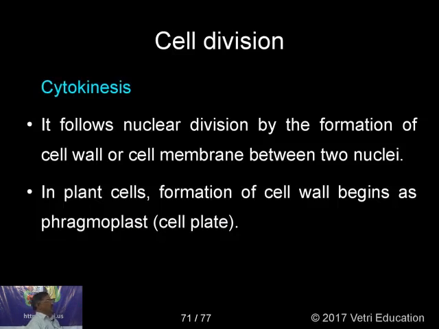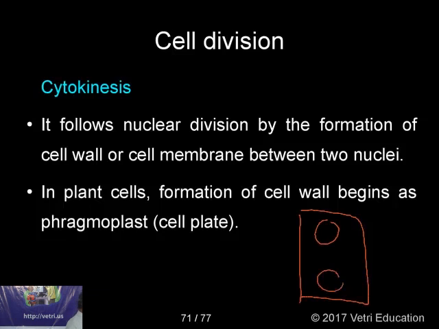Nuclear division is followed by the formation of a cell wall or cell membrane between the two newly formed nuclei. In plant cells, formation of the cell wall begins as a phragmoplast. In between the two cells, you can find two daughter nuclei. At the beginning, the phragmoplast develops in the center and moves towards the periphery, forming two cells. That is centrifugal wall formation.